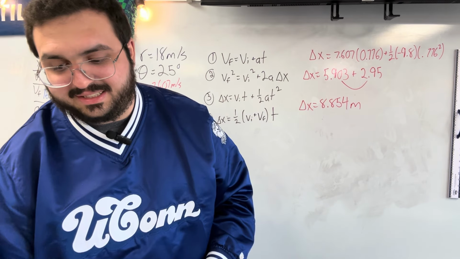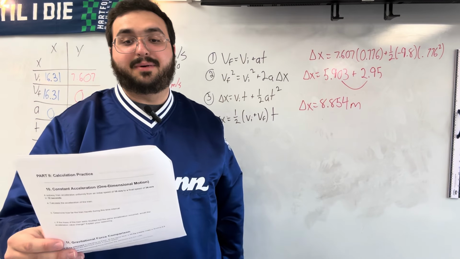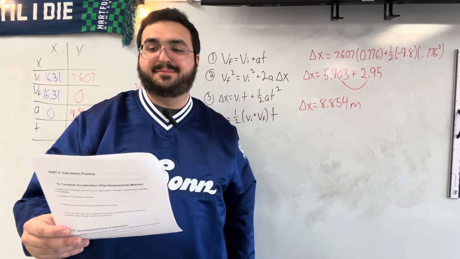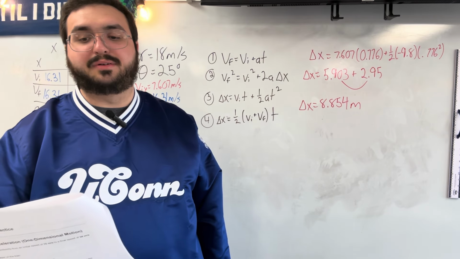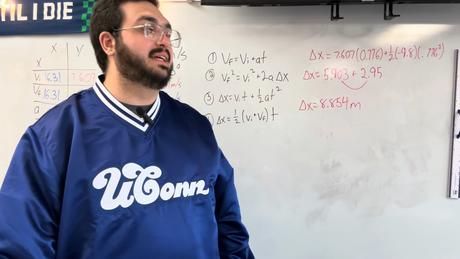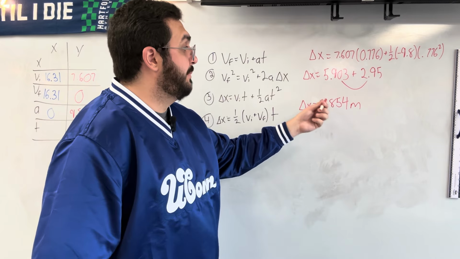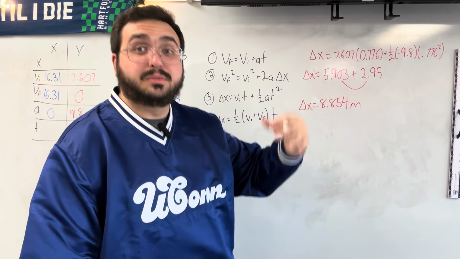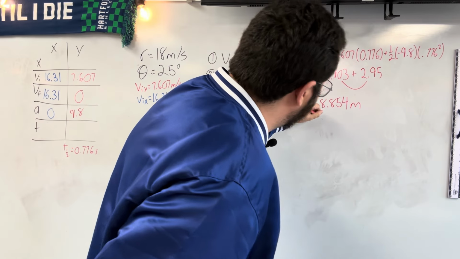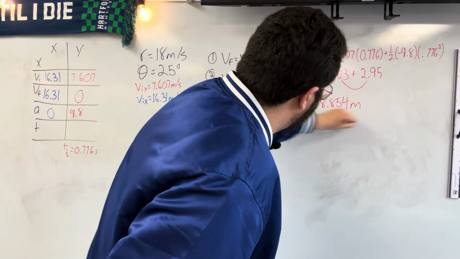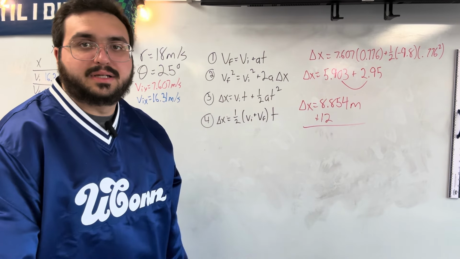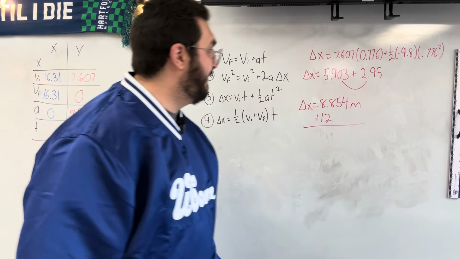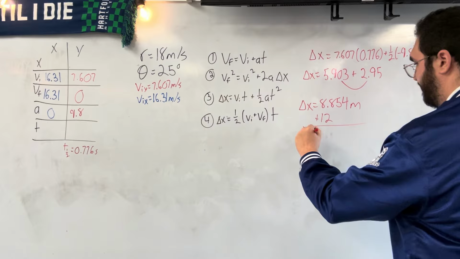Okay, the problem reads, quote, a soccer ball is kicked from the top of a 12-meter hill with an initial speed of 18 meters per second at an angle of 25 degrees above the horizontal. So to determine maximum height, this is how high I make the ball go. But if ground is 0 and I'm kicking it from 12, I need to simply add 12. So when I do that, what do I end up getting? 20.854. Thank you very much.